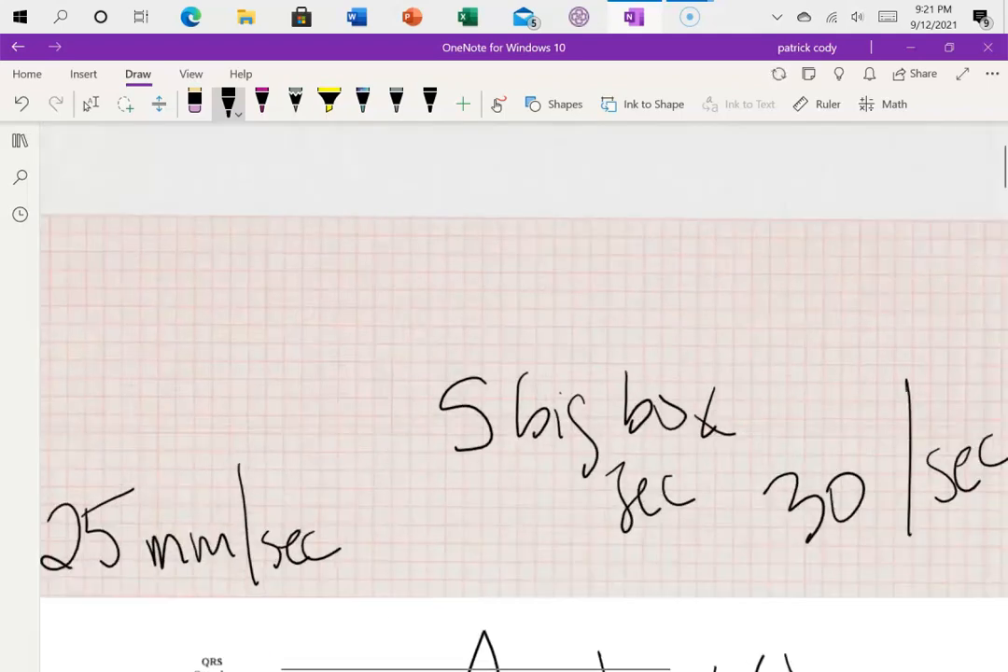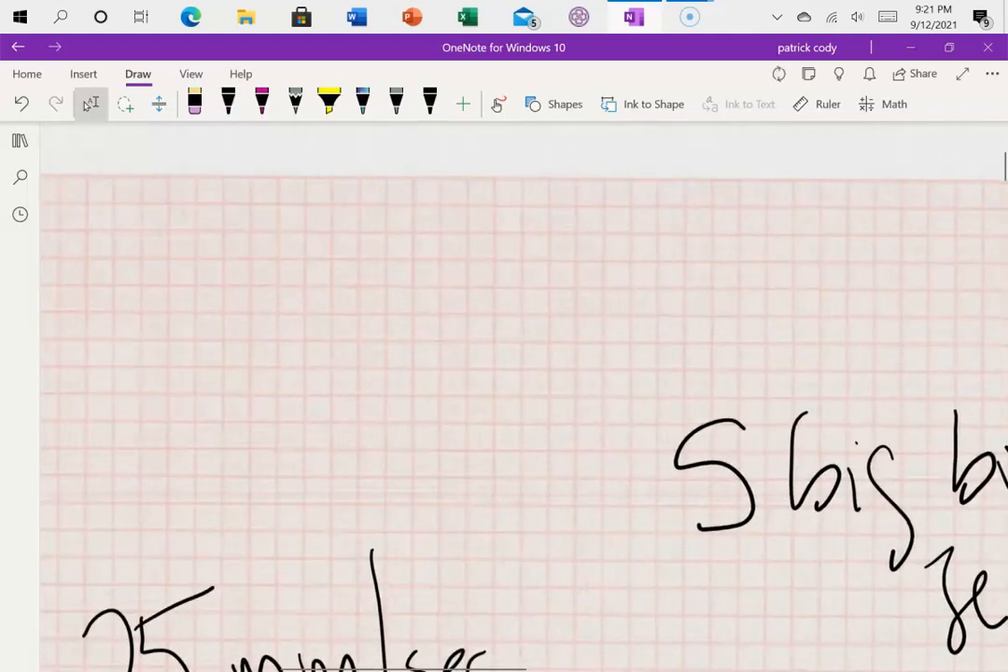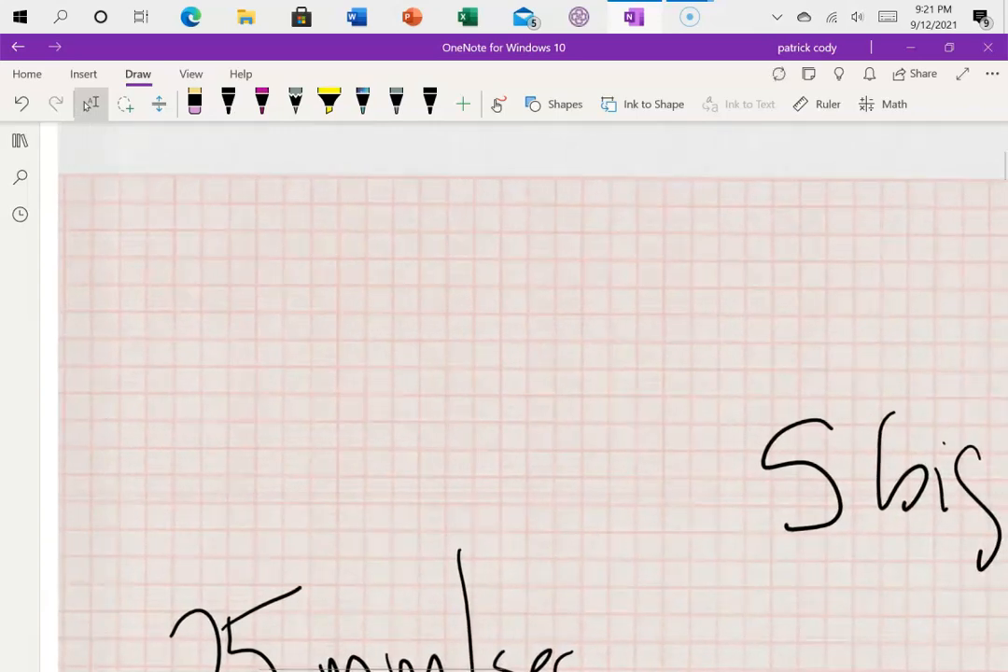And why is that important? Why am I telling you that? For a few reasons. Because when we're calculating average rate, the easiest thing to do is to look at a 6-second strip and then count the number of QRS complexes or cardiac cycles and multiply that by 10.